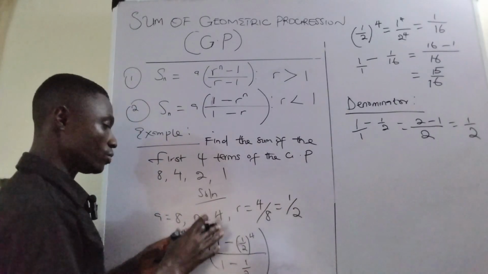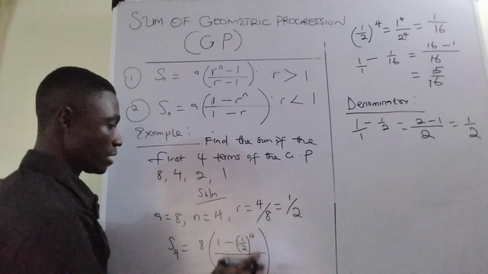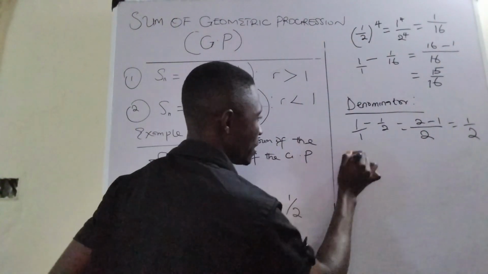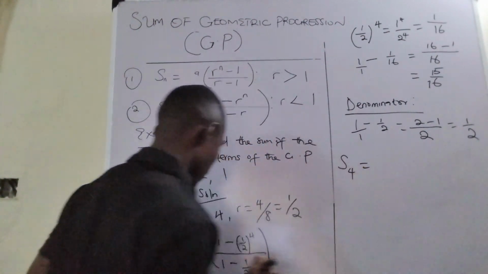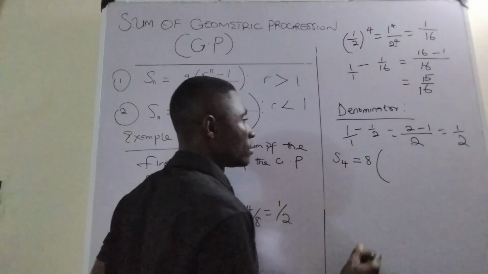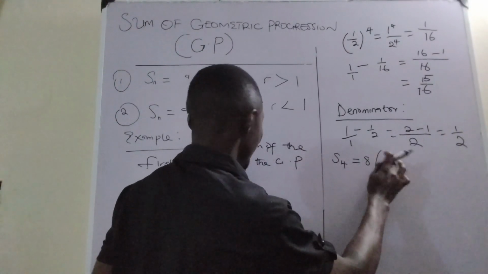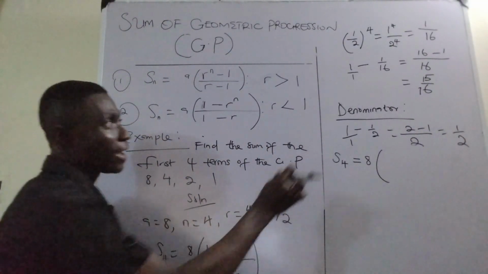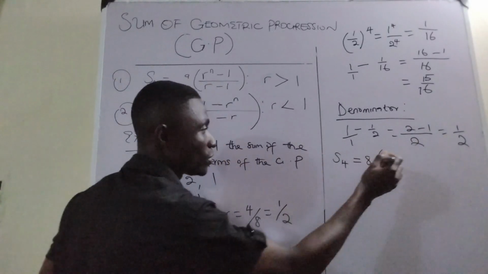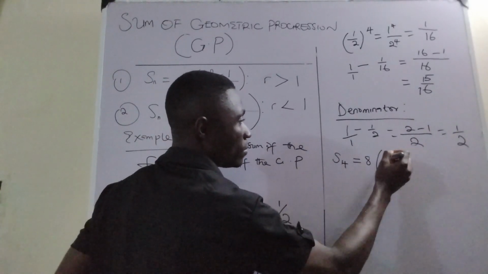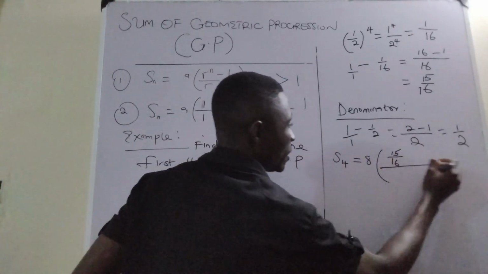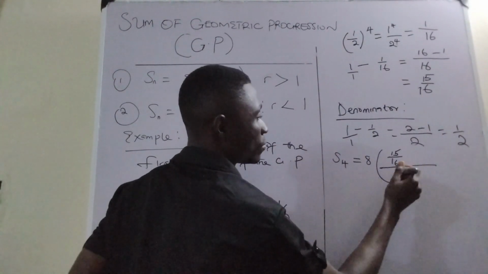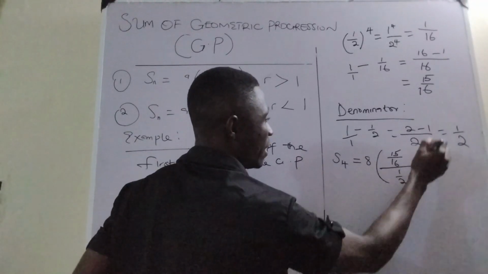So let's say we are through with the numerator and of course the denominator. So we'll just slot in the values. So to that end, we can easily say that sum of the first four terms is 8 outside. Notice that the whole of the numerator had given us 15 over 16, so we'll just replace that with 15 over 16. And the whole of this denominator is what has given rise to 1 over 2, so we'll just drop 1 all over 2.